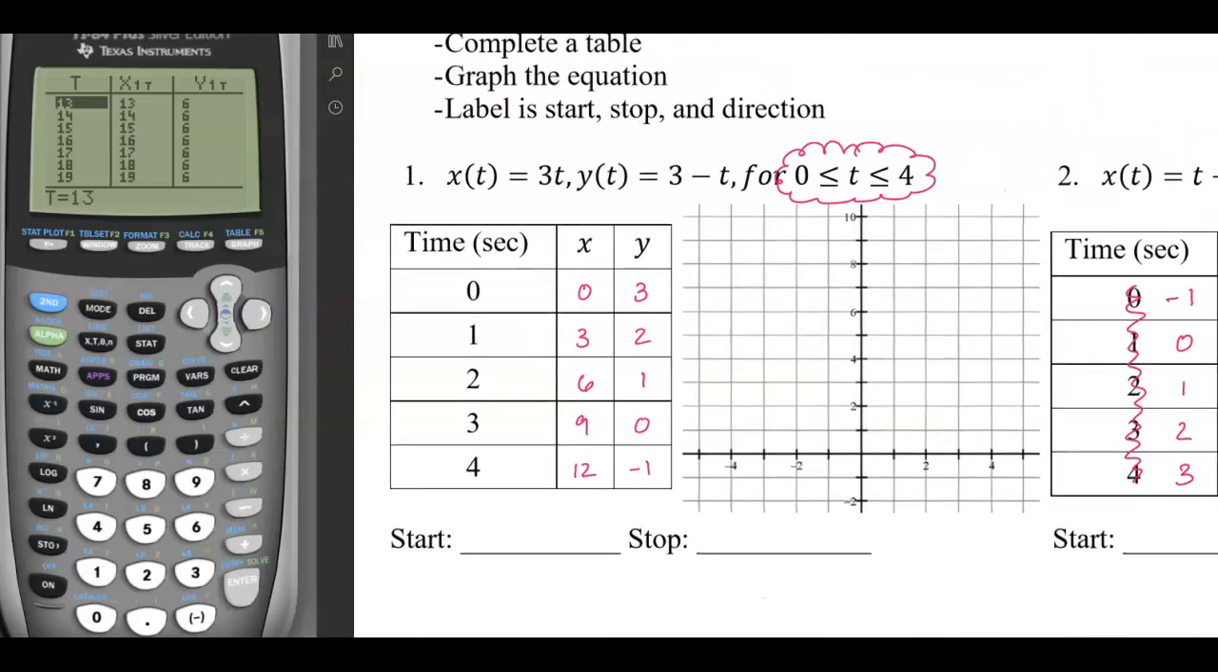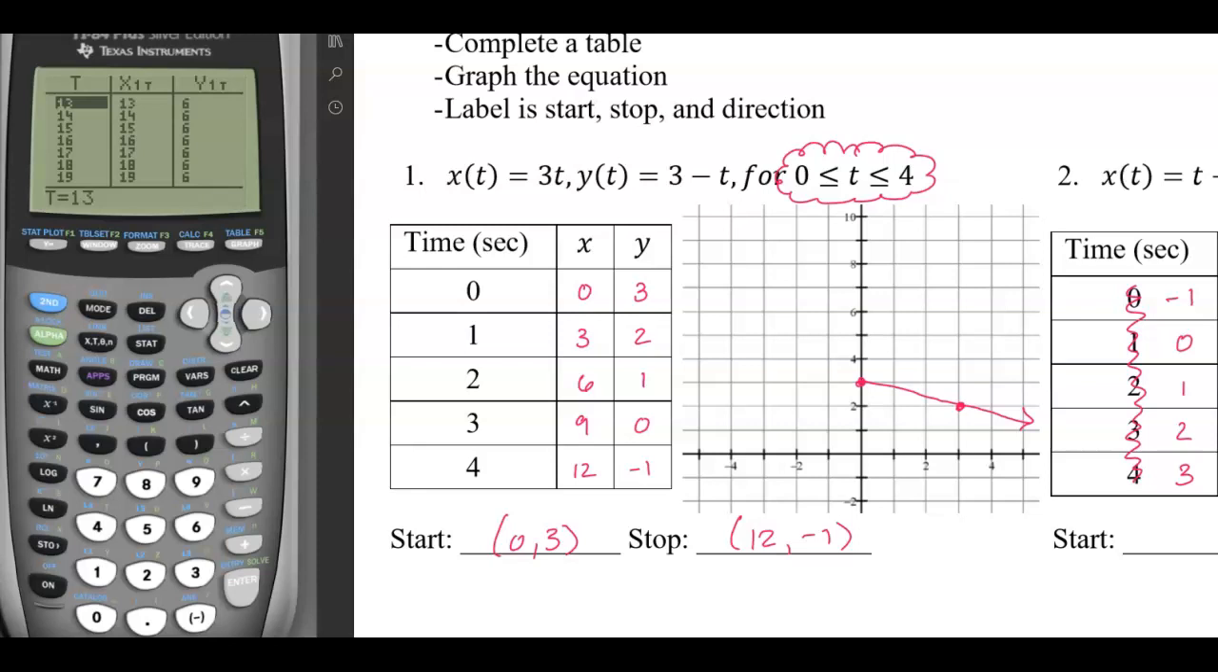Now this is the only one where the entire parametric does not fit on the graph. We have (0, 3), which is our starting point because that's what the starting value of 0 for time gives us. Then we have (3, 2). Can I graph (6, 1)? No, it's off my graph, but my stopping point for time 4 is (12, -1). So what you do is you connect the dots, just like we do any other graph. Like I said, this is the only parametric that you can't graph the full thing, so I will put an arrow to denote that it goes on further.